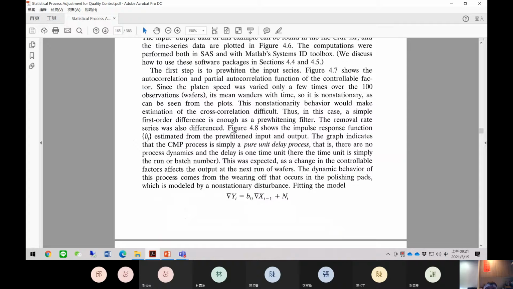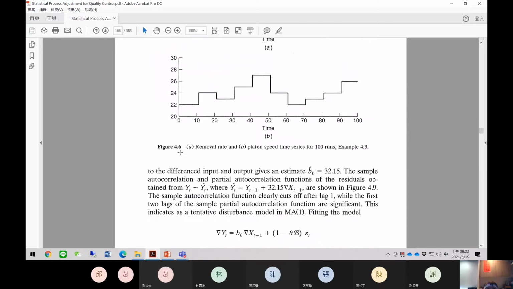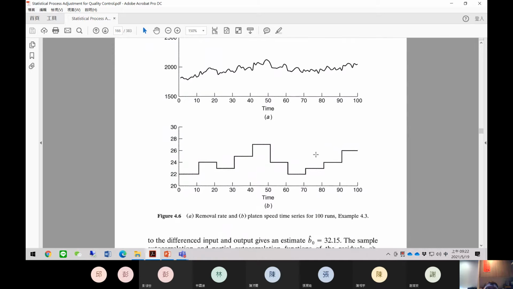You can see that since the platen speed was varied only a few times over the 100 observations, the mean wanders from time to time. So it is non-stationary, as can be seen from the plots. B, the platen speed, is non-stationary: it goes up and down, and it does not have a fixed mean.